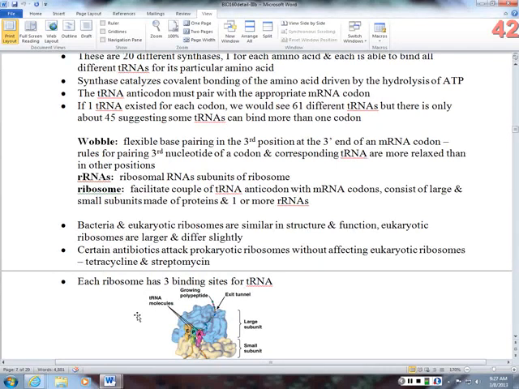So bacteria and eukaryotic ribosomes are similar in structure and function. However, the eukaryotic ribosomes are a little bit larger and there are slight differences. Those slight differences in there are a lot of times what antibiotics are going to target. So an antibiotic is generally not going to work if you have a parasitic infection from a eukaryote, because if it's going to target a bacterial ribosome, you've got to use it against a bacteria in there. It's also the reason why antibiotics are not going to work against viruses, is they don't have ribosomes to target.